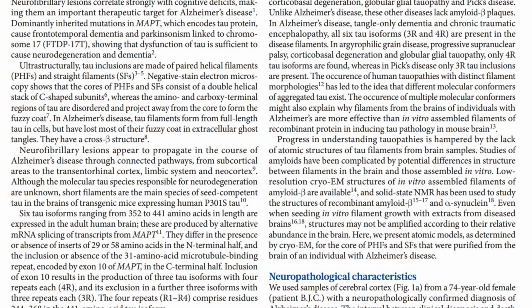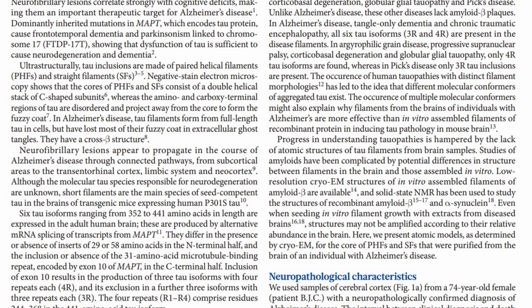Neurofibrillary lesions appear to propagate in the course of Alzheimer's disease through connected pathways, from subcortical areas to the transentorhinal cortex, limbic system, and neocortex. Although the molecular tau species responsible for neurodegeneration are unknown, short filaments are the main species of seed-competent tau in the brains of transgenic mice expressing human P301S tau.